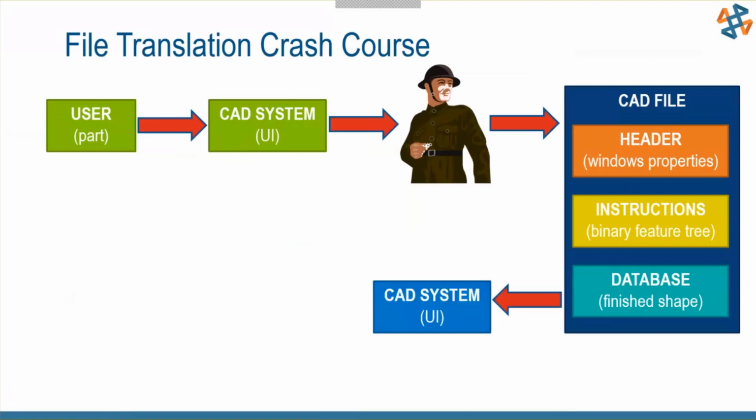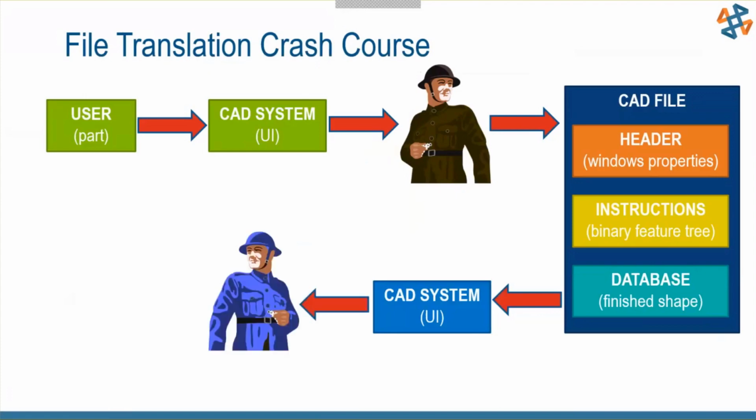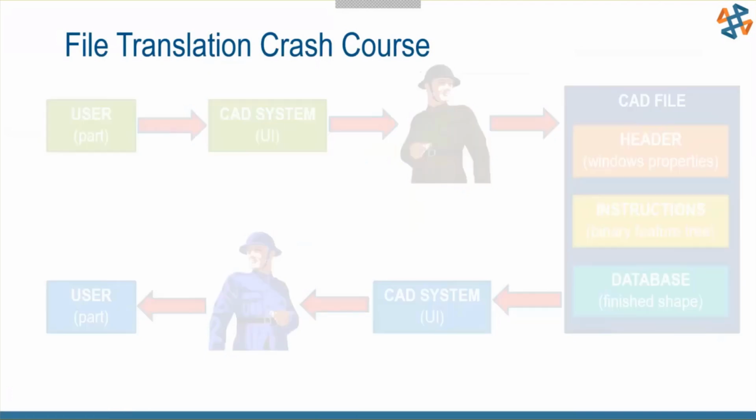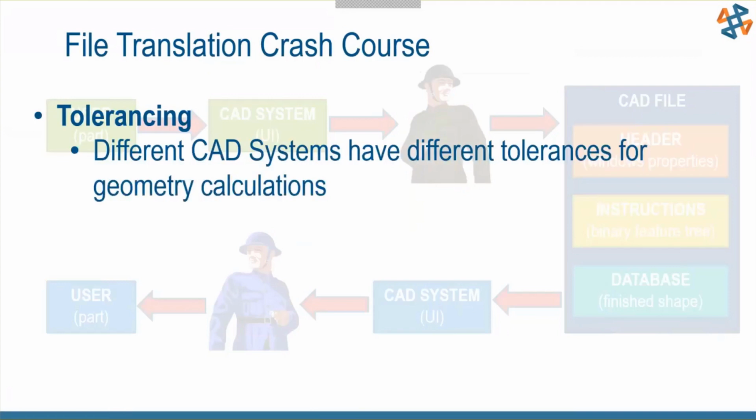Now, if we want to go to another CAD system, that CAD system has to read the file and create instructions to then give to its kernel to then create a part, which is real simple, right? So why do we have problems? Well, first of all, different CAD systems have different tolerancing limits, and so a gap may be seen by one system compared to the next.